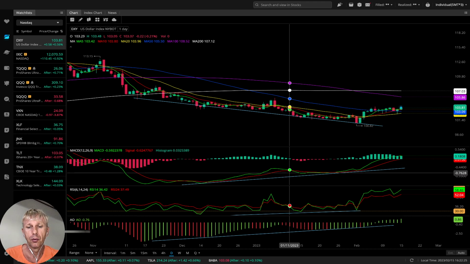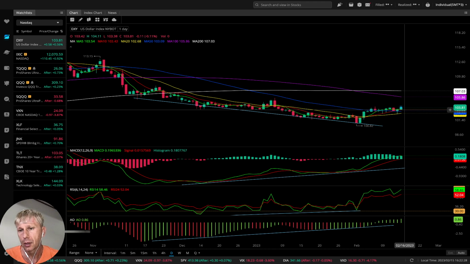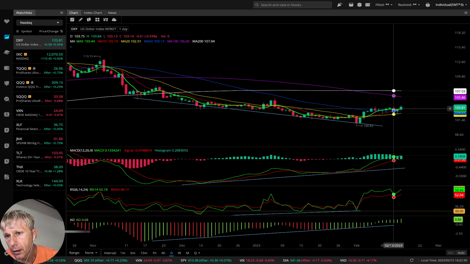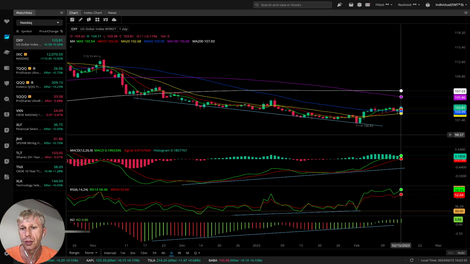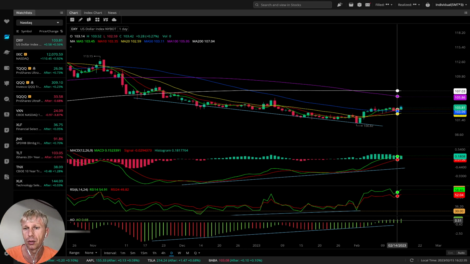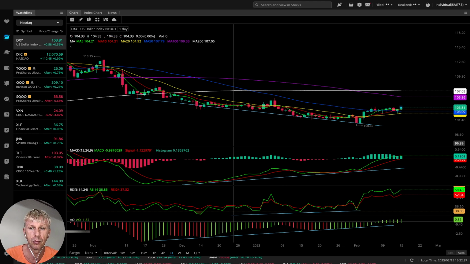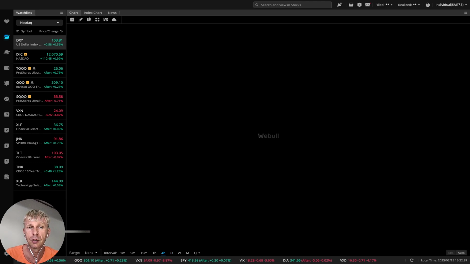Let's start with the daily for the USA dollar, still bullish. Green day, bullish day, MACD bullish, RSI bullish, oscillator bullish on the daily time frame, still bullish with bullish divergences. Let's move to 4 hours.